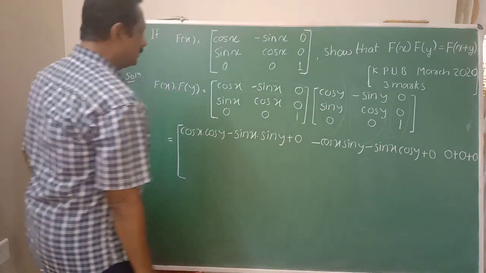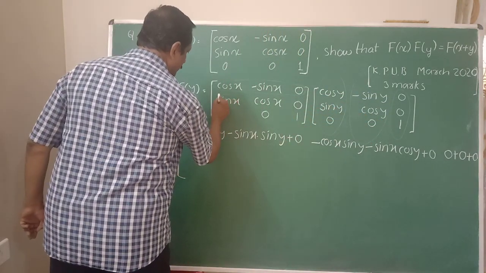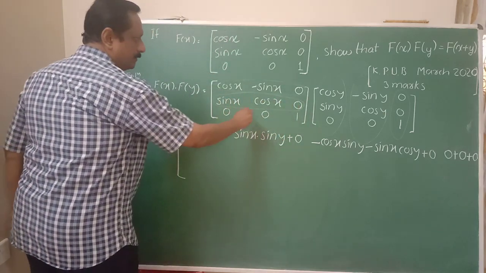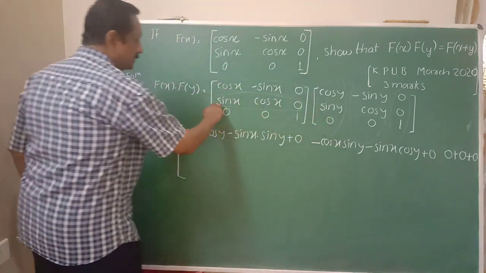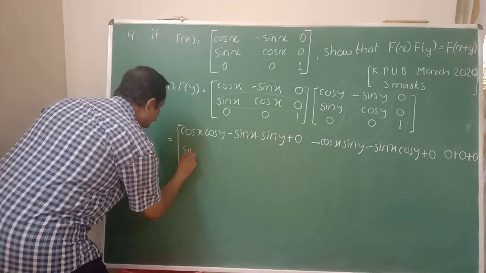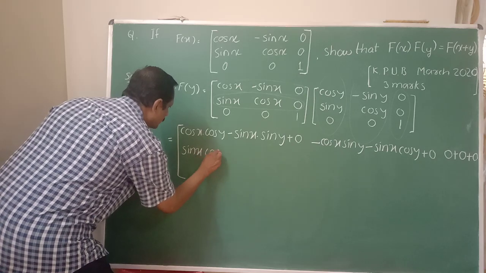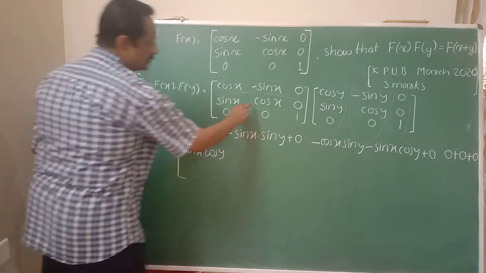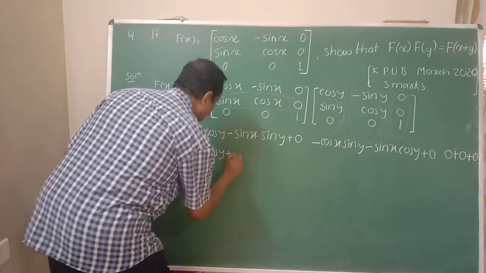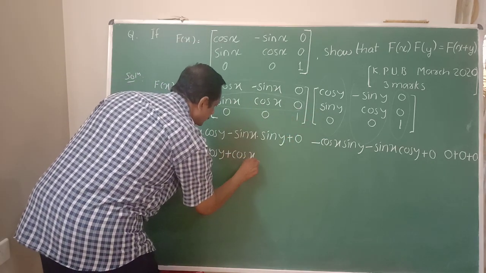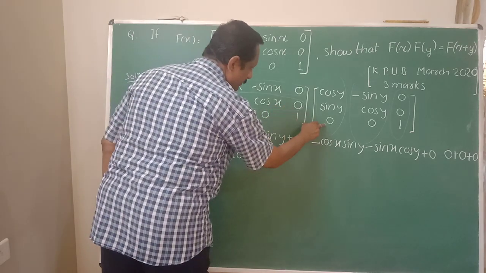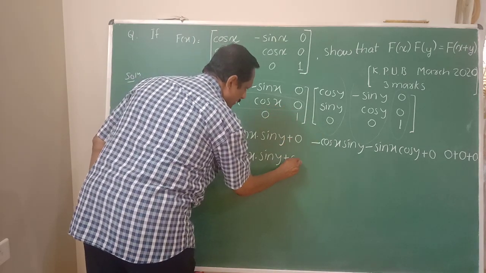Next, take this second row and multiply the second row with the first column here. Sin x into cos y, so sin x cos y, and cos x into sin y. So middle plus sign here: cos x into sin y. Then 0 into 0 becomes 0, so right here plus 0.